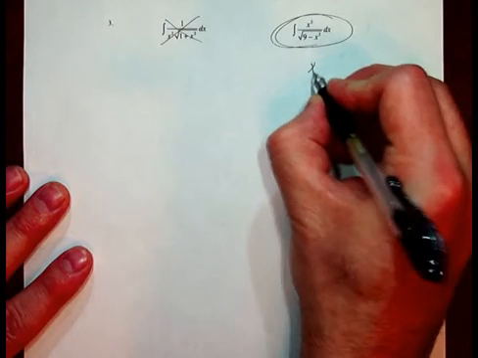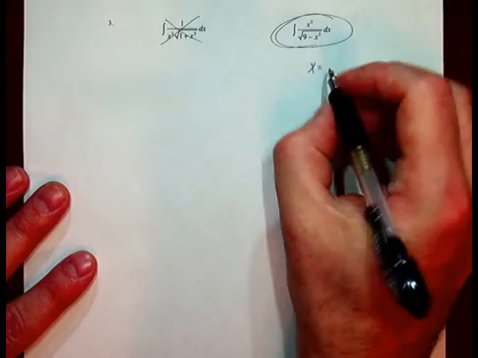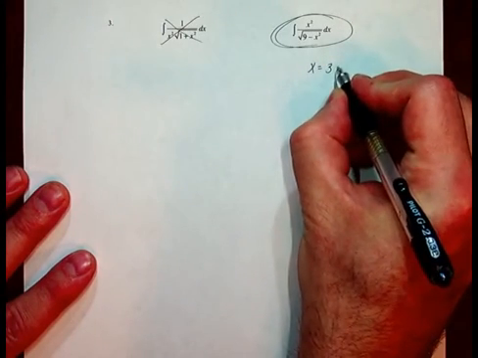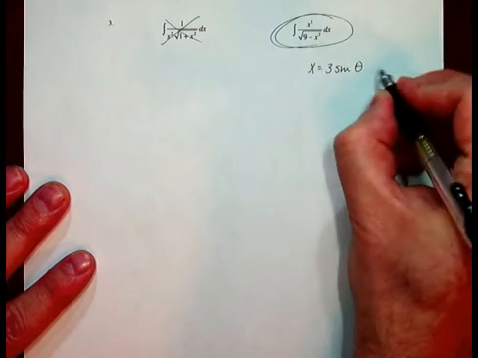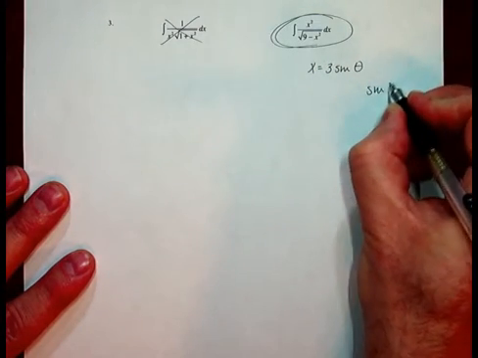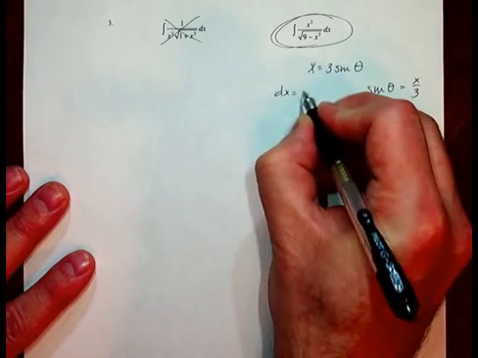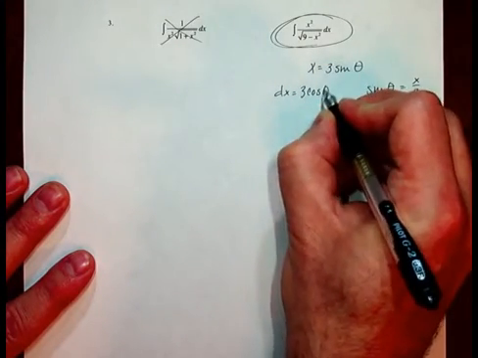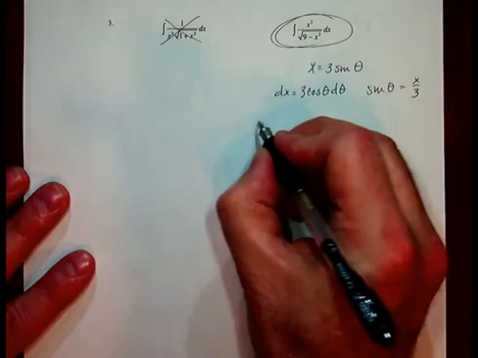So we know that we need x squared to be 9 sine squared. So x simply needs to be 3 sine theta. And that means that sine theta is equal to x over 3, and we know that dx is equal to 3 cosine theta d theta. Okay, well, I have pretty much everything that I need at this point.